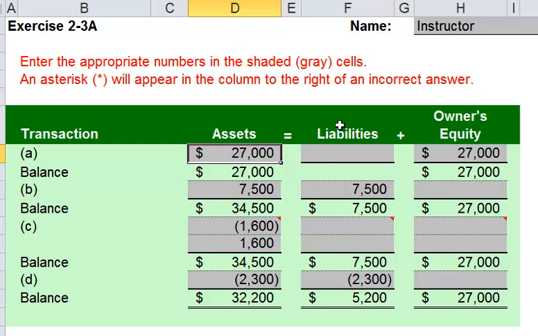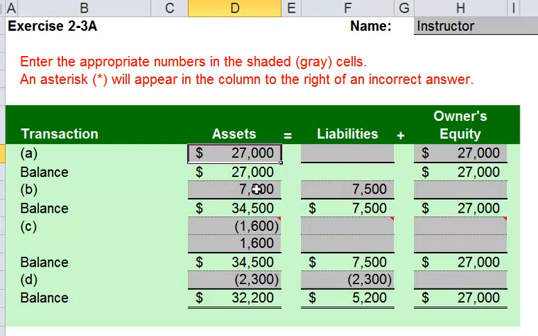And you'll notice this equation, assets equal liabilities plus owner's equity. So we have to ensure that for every single transaction, this is true. So 27,000 equals 0 plus 27,000. And then it automatically calculates our new balances in each of those categories.